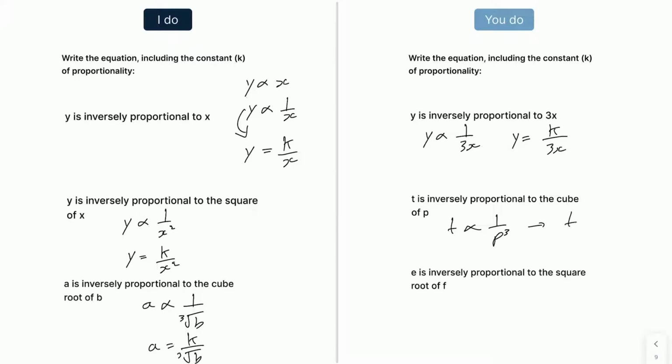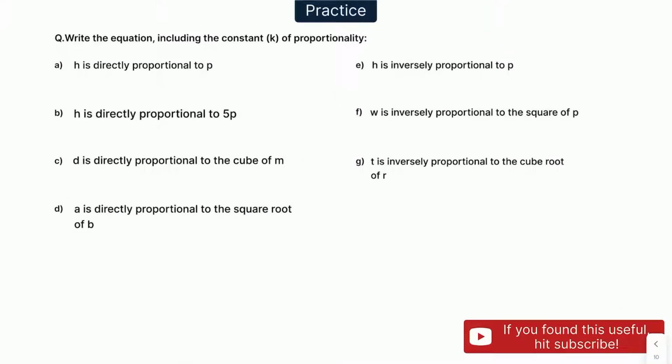And that becomes t is equal to k over p cubed. And finally, e is inversely proportional to the square root of f. And that becomes e is equal to k over the square root of f.